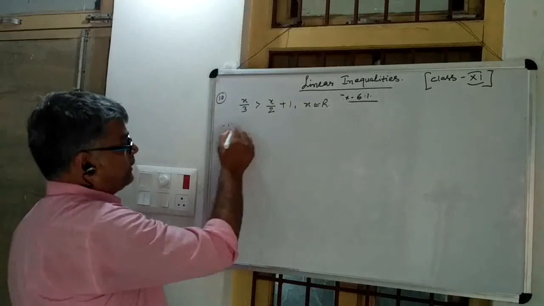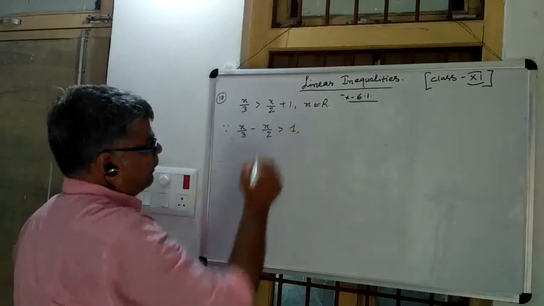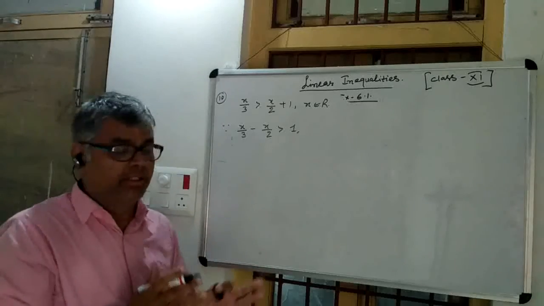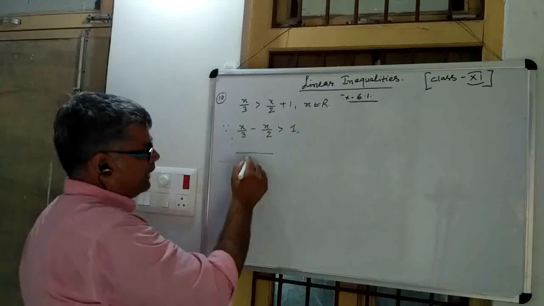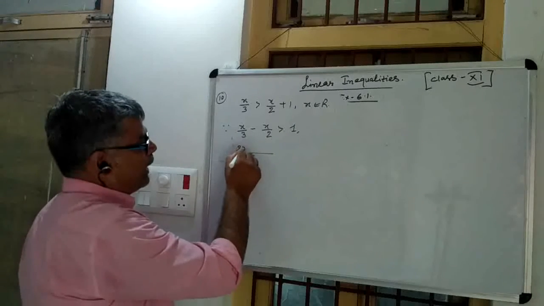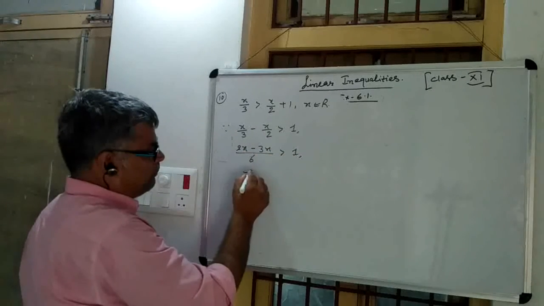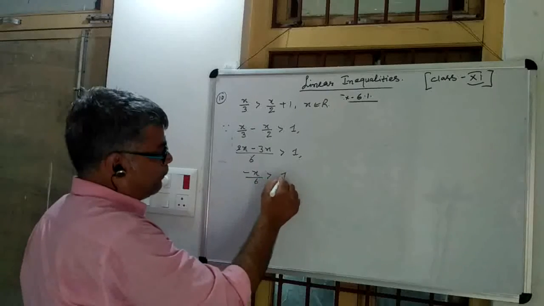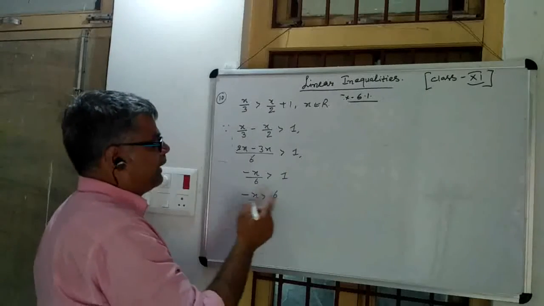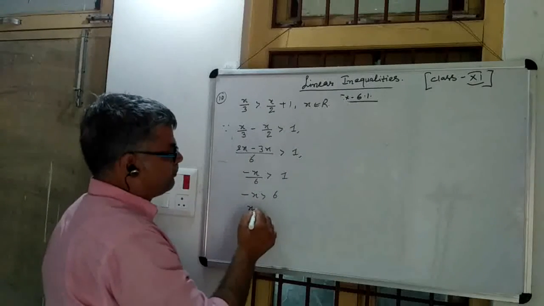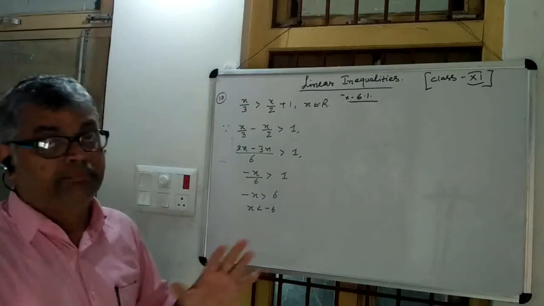Now, first of all, x by 3 is greater than x by 2 plus 1. By transposition, now we bring the x by 2 term to the LHS side. Now you take the LCM, 6. So 2x minus 3x is greater than 1. So it will become minus x by 6 is greater than 1. So minus x is greater than 6. Now you multiply by minus sign on both sides. X is smaller than minus 6. X is smaller than minus 6.